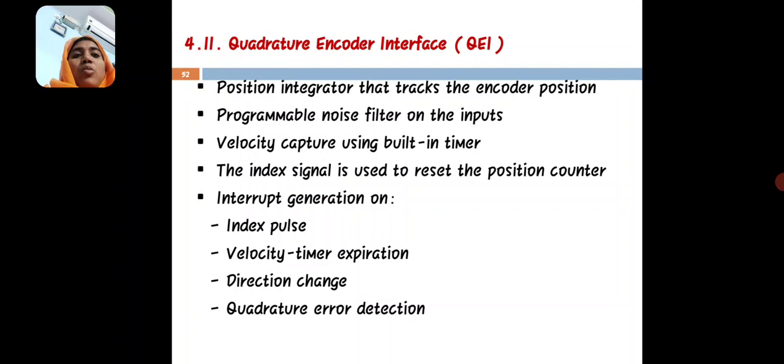Second, a programmable noise filter on the inputs, which reduces the motor noise. Third, velocity capture using a built-in timer. The index signal is used to reset the position counter. It also has different interrupt generators: on index pulse, velocity timer expiration, direction change, and quadrature error detection. These are some of the features of the QEI block.